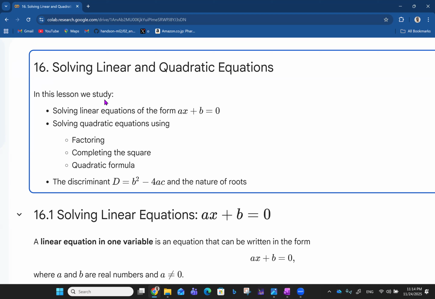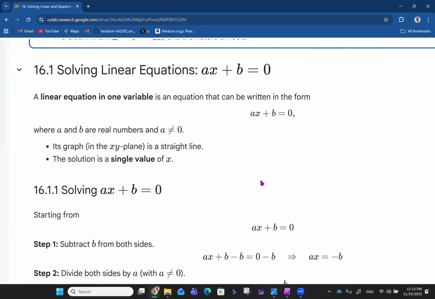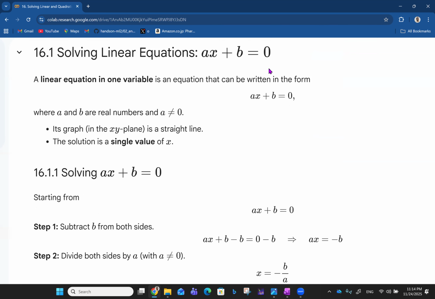So in this lesson, we study solving linear equations of the form ax plus b equals 0. Then we solve quadratic equations using factoring, which we've considered in the past, completing the square, the quadratic formula, and the discriminant. We'll talk about the discriminant D equals b squared minus 4ac and the nature of roots. We've considered that also in previous videos. Going straight to solving linear equations, ax plus b equals 0, that form.